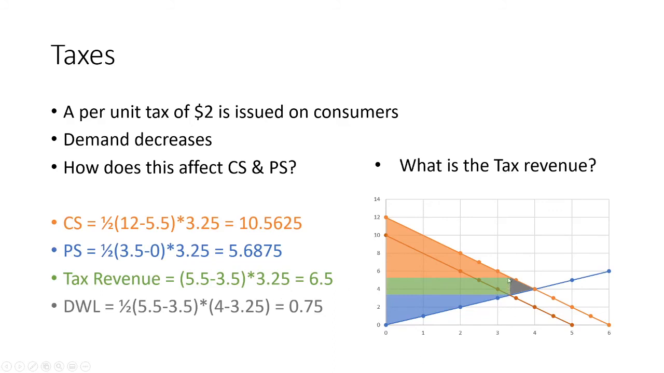Our deadweight loss is the area of this gray triangle here. So we have 5.5 minus 3.5 times 4 minus 3.25. So half of that will give us the area of this triangle, or 0.75. You should now know how to calculate consumer surplus, producer surplus, tax revenue, and deadweight loss for a per unit tax on either producers or suppliers, or I could give you a combination of both.